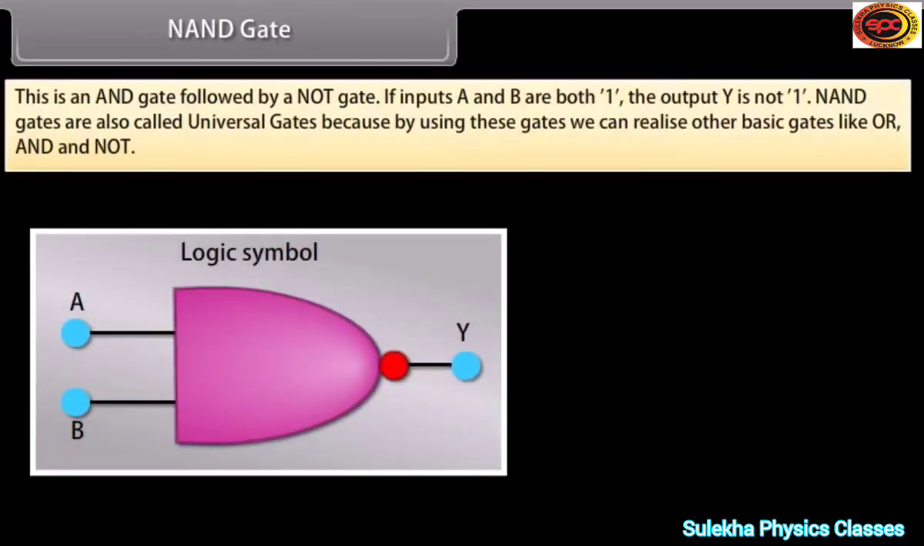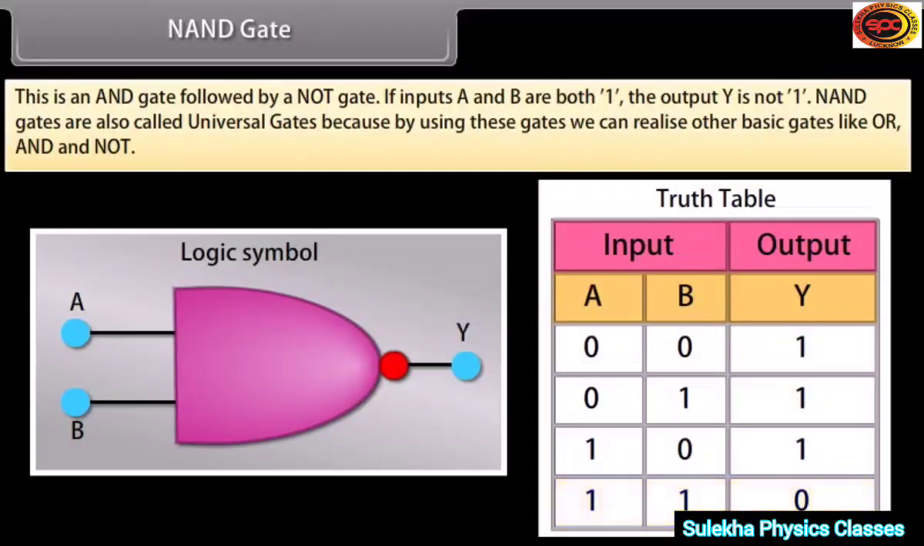NAND gate. This is an AND gate followed by a NOT gate. If inputs A and B are both 1, the output Y is not 1. NAND gates are also called universal gates because using these gates we can realize other basic gates like OR, AND, and NOT.